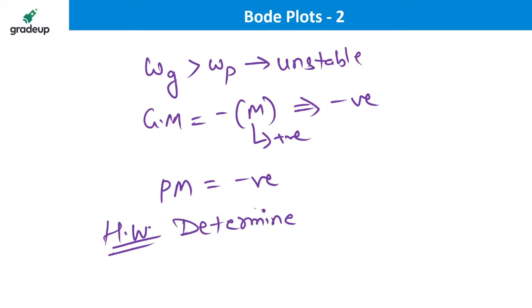Calculations I explained with the last question. The rest is up to you, homework. Because we need to concentrate more on the MCQ questions after some time, let us not repeat the same question that I am giving you as homework. Determine omega p, omega g, gain margin, phase margin.